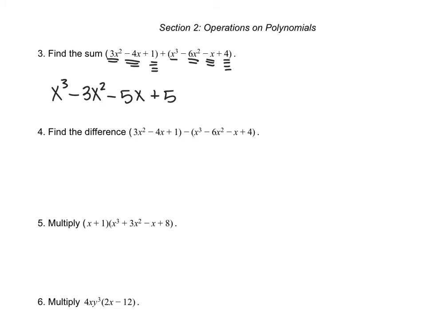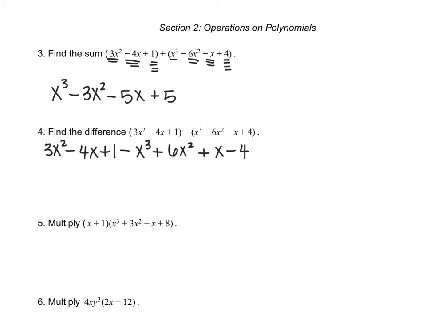For 4, we have the exact same expressions, but now we're subtracting them. So before we combine like terms, I always distribute the negative into the second set of parentheses so I can just combine like terms. So when I distribute the negative, it becomes 3x squared minus 4x plus 1 minus x cubed plus 6x squared plus x minus 4.